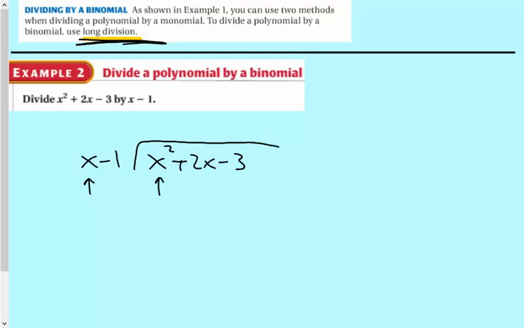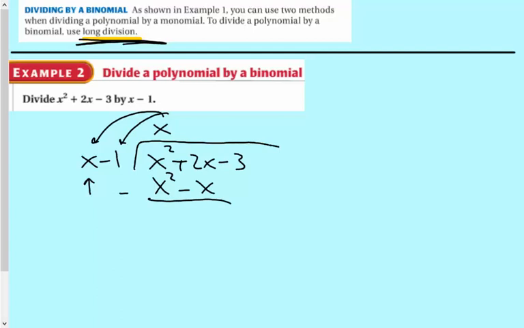X times what number gives me x squared? Well, x times x gives me x squared. So you take this x and multiply both of these terms here. So we have x squared minus x when I multiply x times x minus 1.